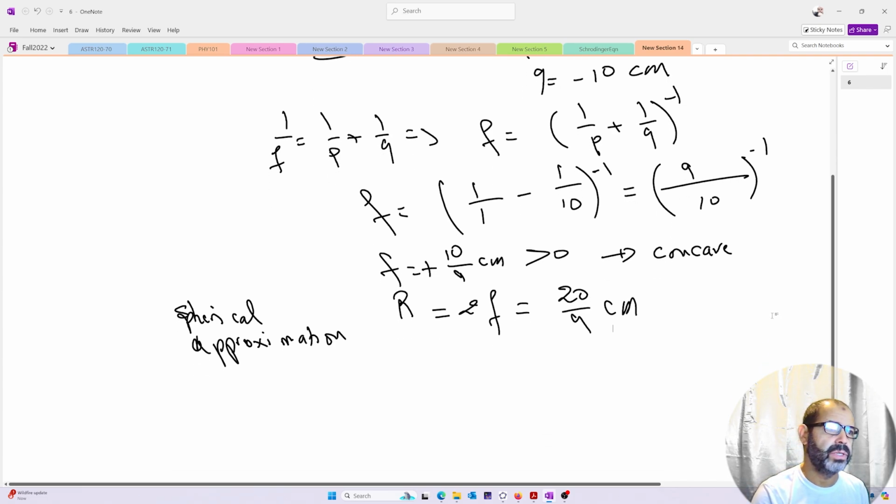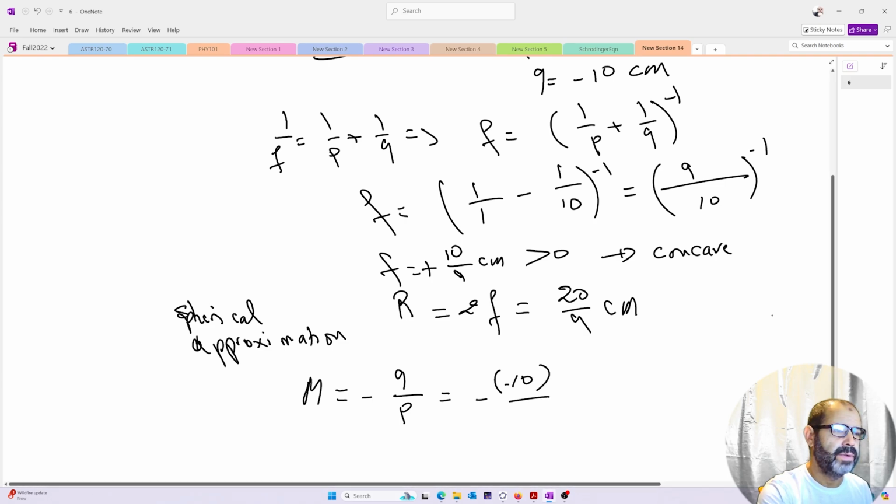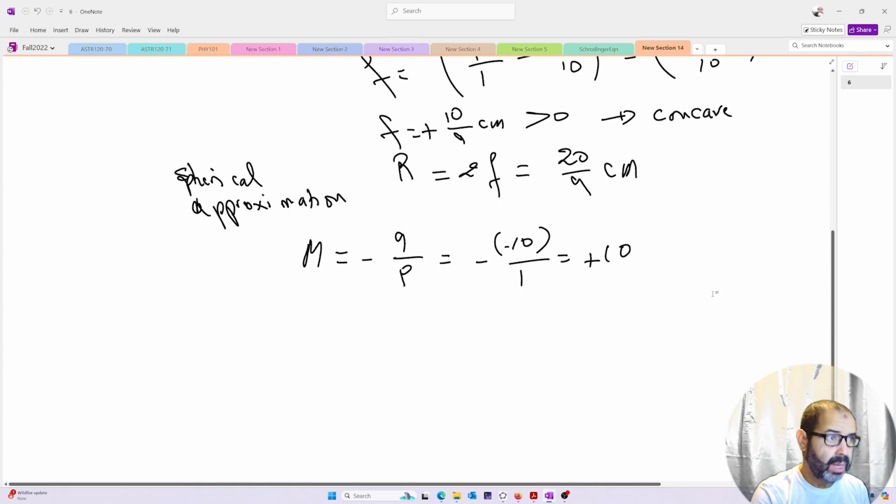And the magnification in this case, M is equal to negative Q over P, and Q is negative 10 divided by 1. The centimeter cancels out, so we're going to end up with positive 10. The image is upright. I know they don't ask, but that's in case they do. It's an erect image.